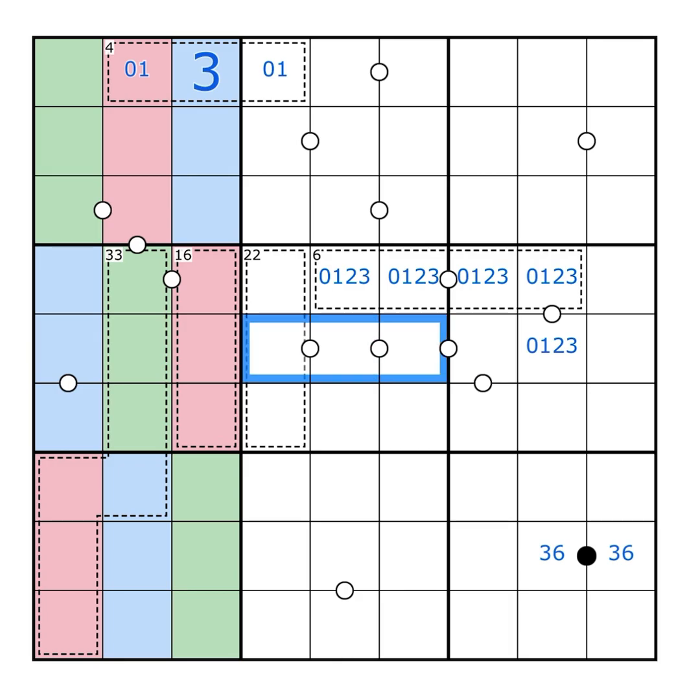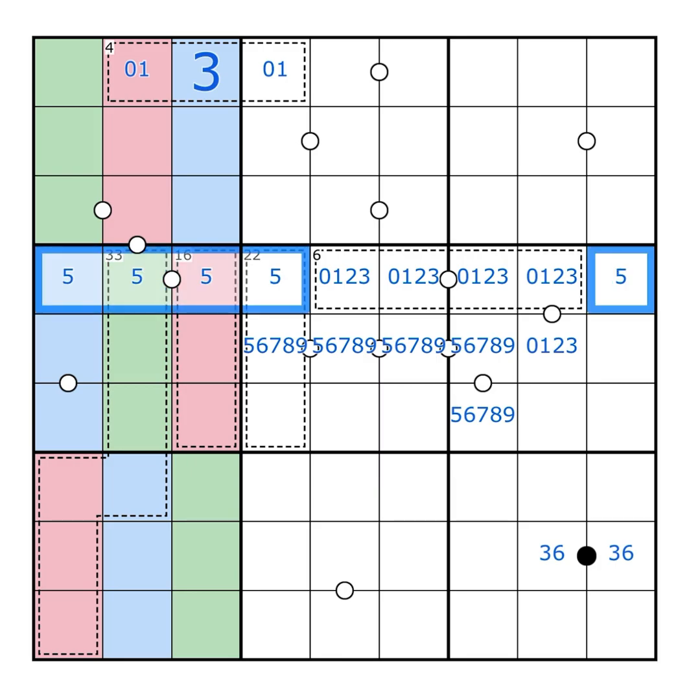These digits cannot be lows because there's already 2 lows in the box. These have to be highs all the way to there. All these digits are highs because there's 4 in the row.